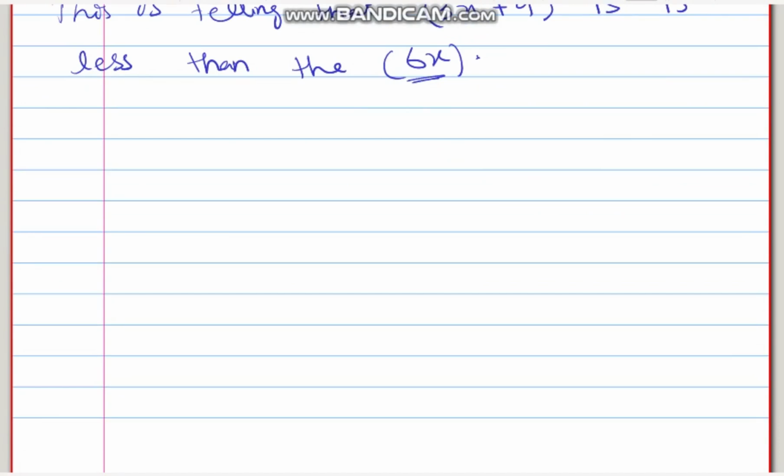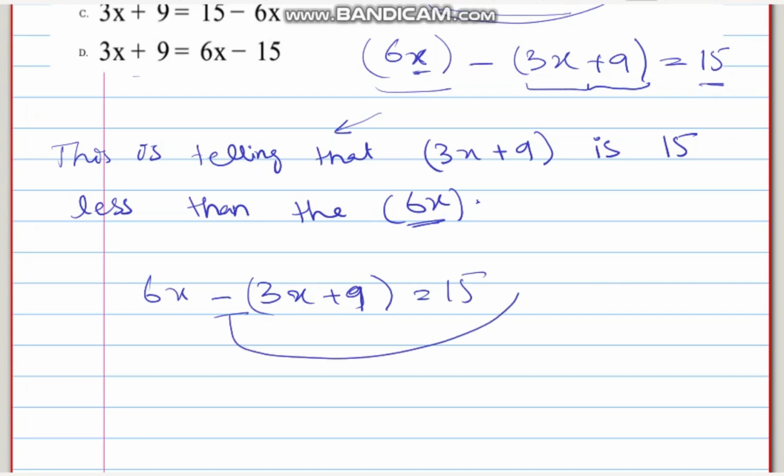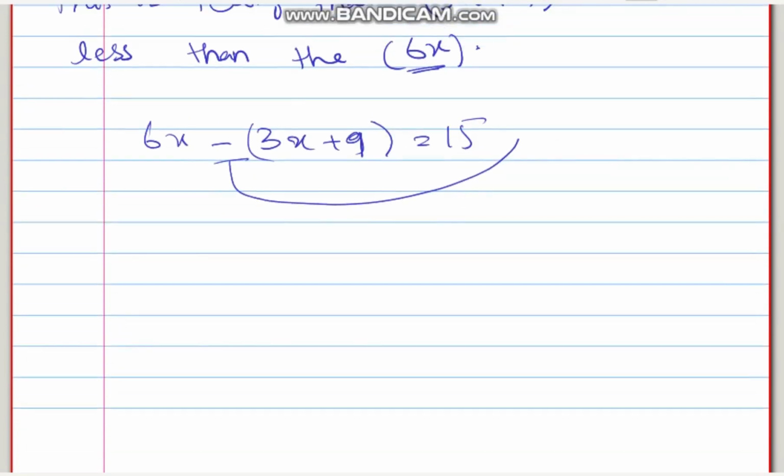Let me write it in another form. I think this option is correct. Let me check: 6x minus the bracket of 3x plus 9 is equal to 15. So when this is shifted to this side, the sign will be changed to plus. And please shift this 15 to this side, so the plus sign will be changed to minus. Let me do it in another step because that's a little bit confusing.